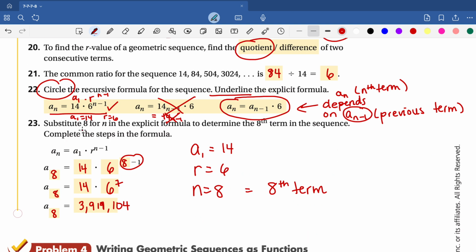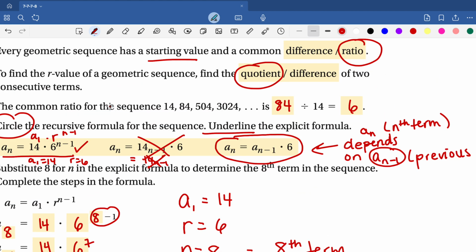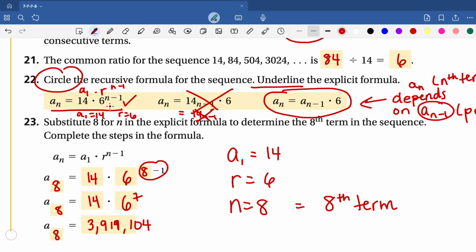So here we go. For number 23, it says substitute 8 for n in the explicit formula and determine the 8th term of the sequence. So here's the explicit formula right here. You have a sub n is equal to a1 times r to the power n minus 1. We know in this sequence that your first term was 14, your r was 6, and the term you're looking for is going to be 8. So n here is going to be 8. That means when n is 8, a sub 8 is equal to your 8th term.